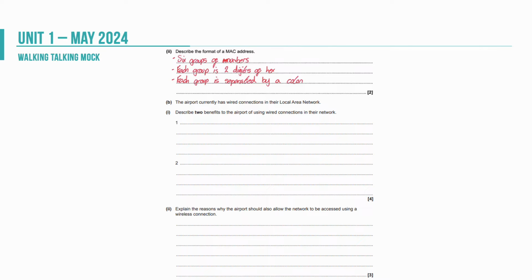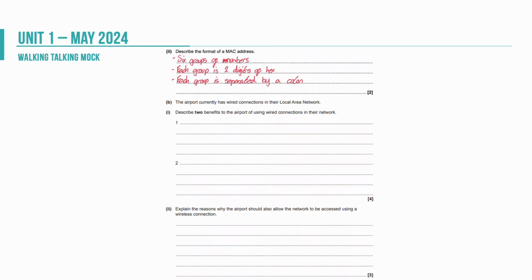Each group of numbers is 2 digits of hex, and each group is separated by a full stop or a colon. Now, that is quite confusing because you would think 6 groups of numbers, right, that's IP6. That's not how it is. MAC addresses are hexadecimal, 6 hexadecimal strings, and each string is 2 digits in length. Again, a harsh question there, but I think one you'll either know the answer to or not. Worth noting, the grade boundaries for this paper were a little bit lower than in previous years.